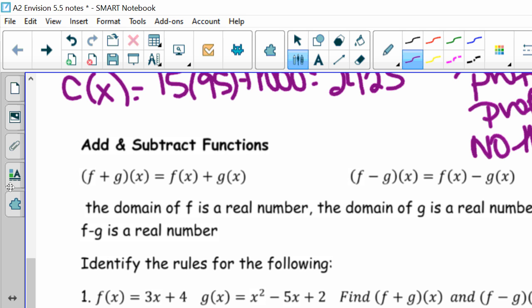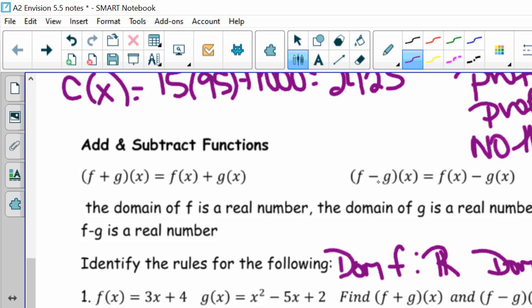First let's look at the domain of each of these. My domain of f: 3x plus 4, is there any number that I cannot plug in for x and get an answer back? 3x plus 4 is a straight line, right? I can plug any number in I want, so that is going to be all real numbers. Now let's look at the domain of g. x squared minus 5x plus 2 is a parabola. I can plug in any number I want for a parabola. So again, all real numbers.